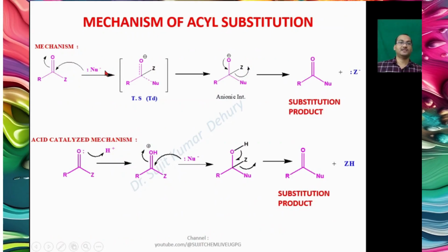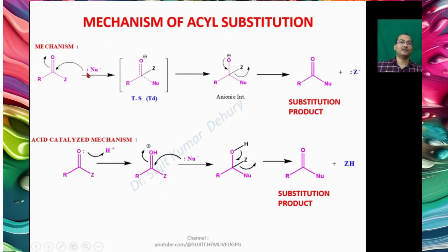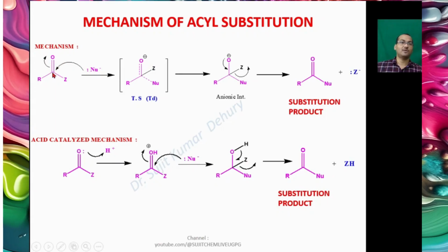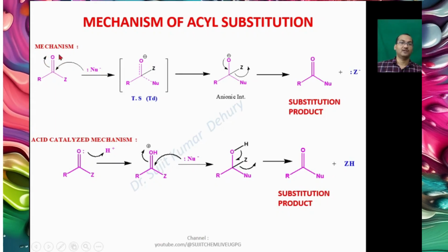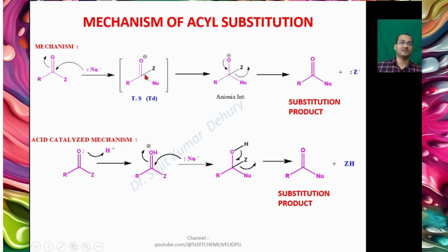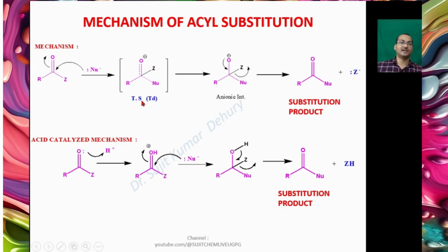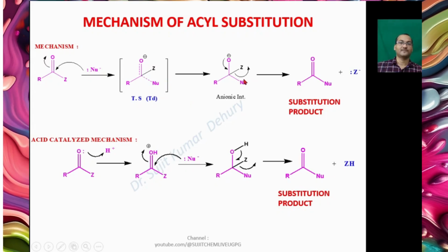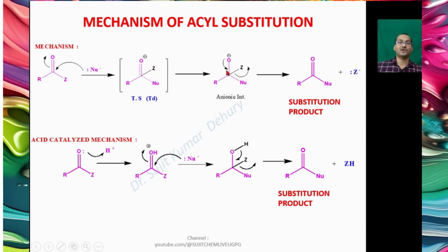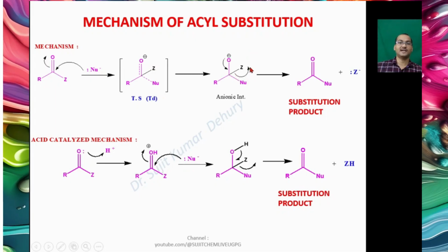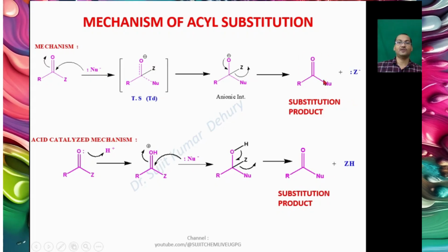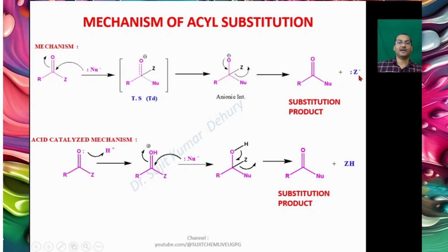So this is the mechanism. The nucleophile lone pair of electrons will attack this carbonyl carbon, and this CO double bond will break on oxygen. So it becomes O minus, and the nucleophile will be attached to this carbon. So you get this transition state, which is a tetrahedral structure, and this is the anionic intermediate. When this O minus comes back, it will kick out Z as Z minus. So this is the substituted product RCONu plus Z minus.